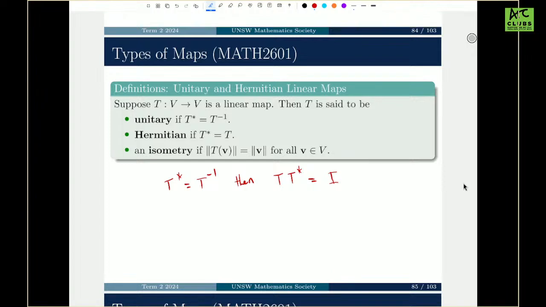Hermitian maps are maps that are self-adjoint when you take the adjoint. It means that T is equal to its own adjoint. So when you transpose it and conjugate it, you get the same thing that you started with. Again, Hermitian maps are very important, especially in quantum mechanics if you're interested in that at all.